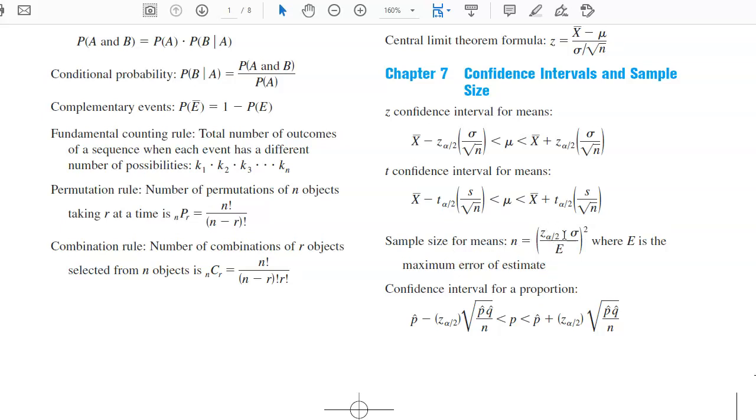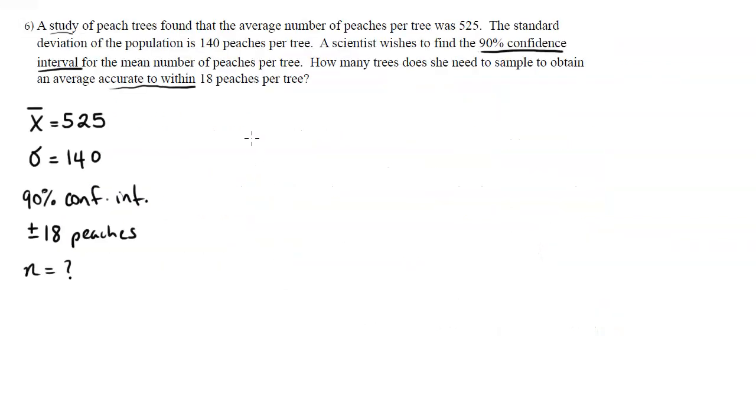N equals Z alpha over 2 times sigma over E, squared, where E is the maximum error of the estimate, otherwise known as the margin of error. That's the maximum error that we're willing to accept. That's the word I was looking for. So let's write this formula down. N equals the Z alpha over 2 value times sigma over E, squared. This will tell us the number of trees she needs to sample.